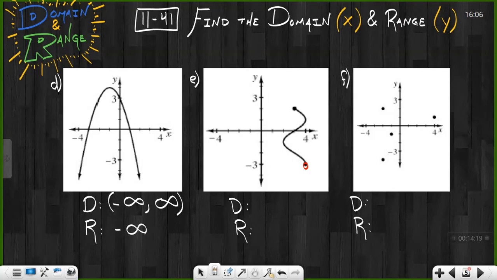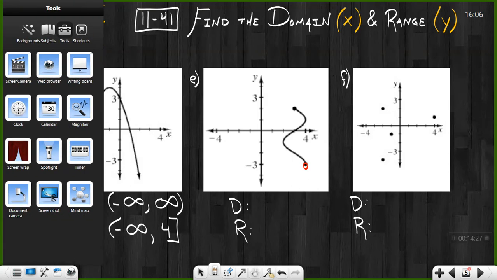So I'm going from -infinity. This graph will go down forever. But the maximum point is 4. And it will be able to equal 4. See how you did on E.